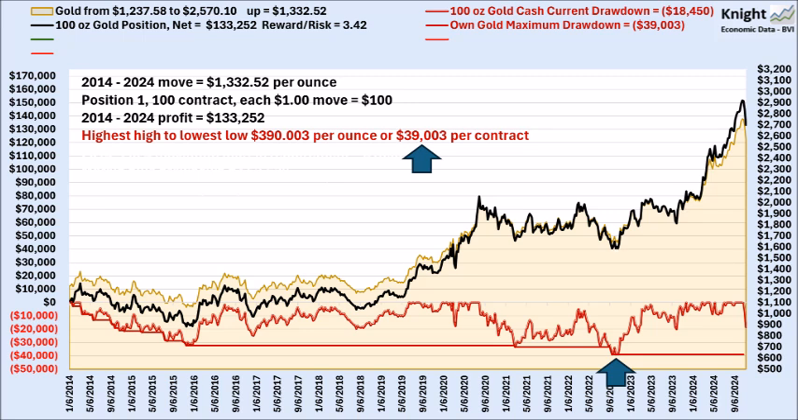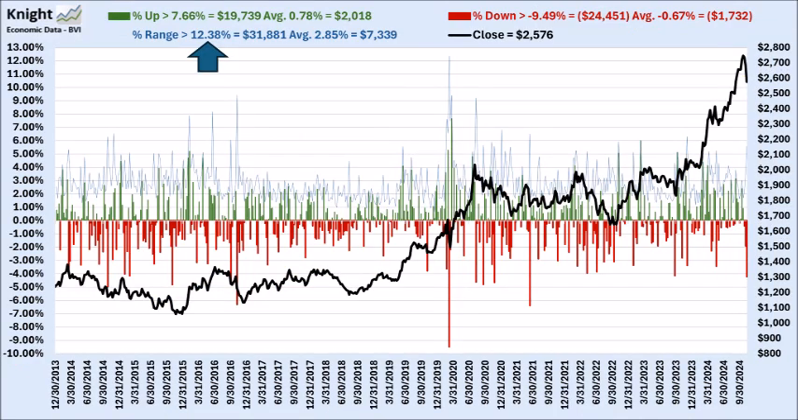To maintain this long-term position with no hedges or defined risk controls in place, you should be prepared to deal with at least $39,003 in risk per 100-ounce contract. You also should be ready to deal with weekly ranges in gold of at least 12.38%, which at November 2024 valuation of $2,570 per ounce equates to $31,881 per 100-ounce contract.